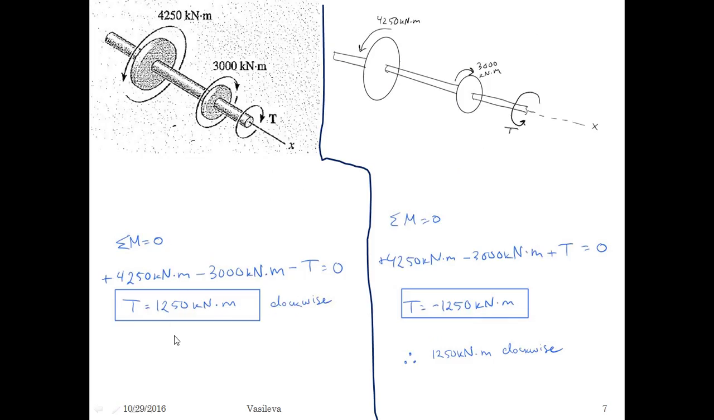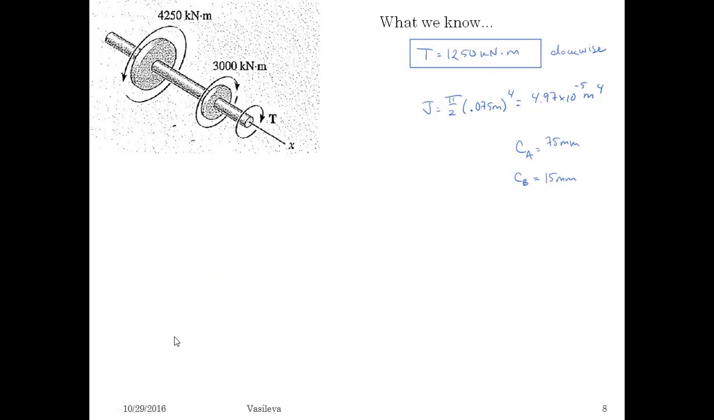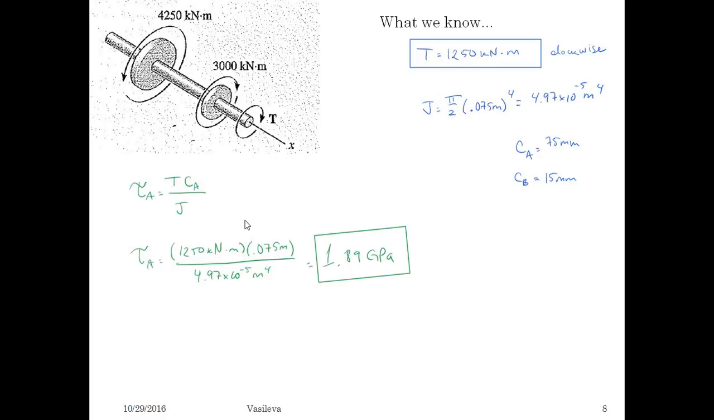Okay, so we found our T. So the next thing is, what do we know? We know the T, we found J, we know our C, so now we can basically plug into the equation. So to find the shear stress at point A, I plug in T, which is 1250, times the radius at point A, which was 75 millimeters, divided by J, which is the polar moment of inertia. So I end up with 1.89 gigapascals. That is the shear stress at point A.